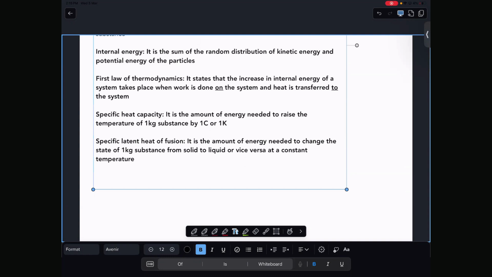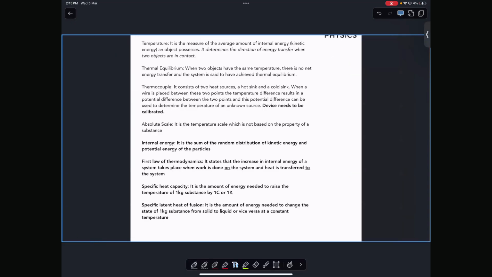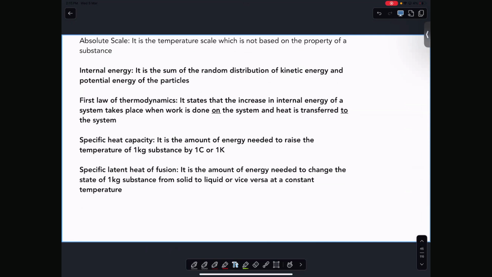Apart from these, there is nothing else like this in thermophysics. If we go looking we might find something, but these are the more common ones that I've seen recently. Okay, so these are your definitions. Now let's write down the equations from thermophysics.